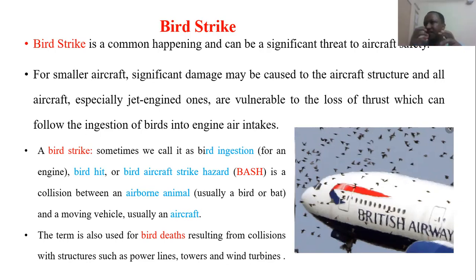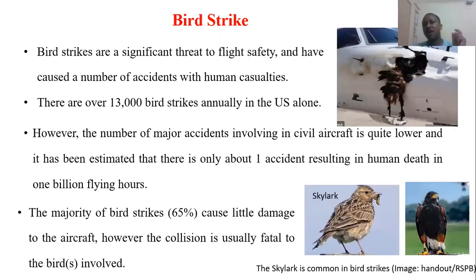Birds can also collide with the power lines. Again, they collide with the towers and with the rotating wind turbines, and can be killed. So this is an example of a bird strike on an aircraft. This is the happening, which is taken from Wikipedia.